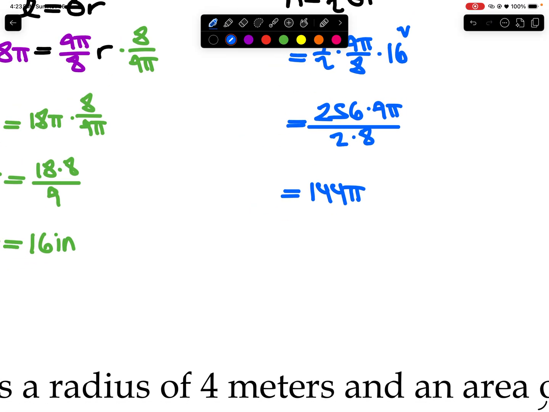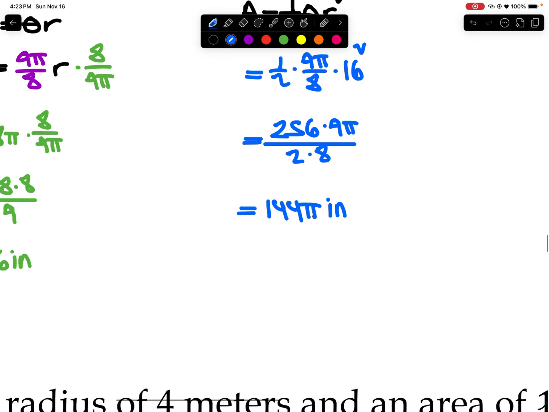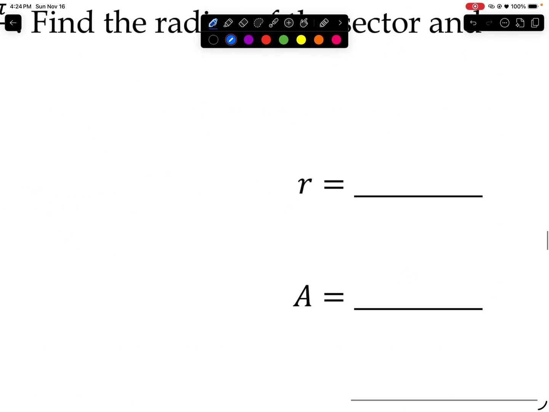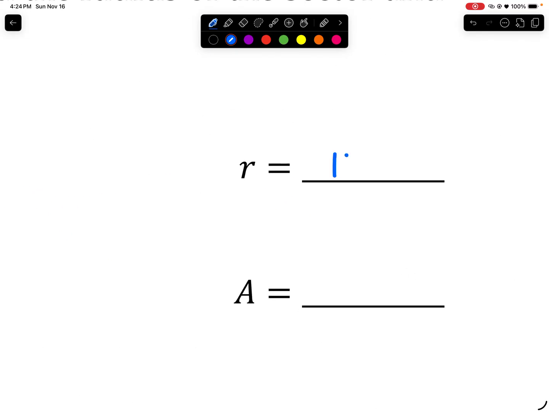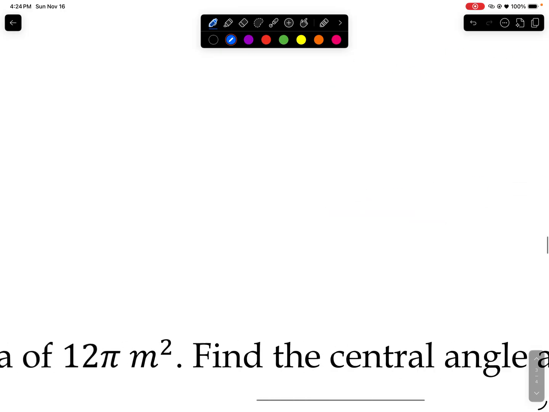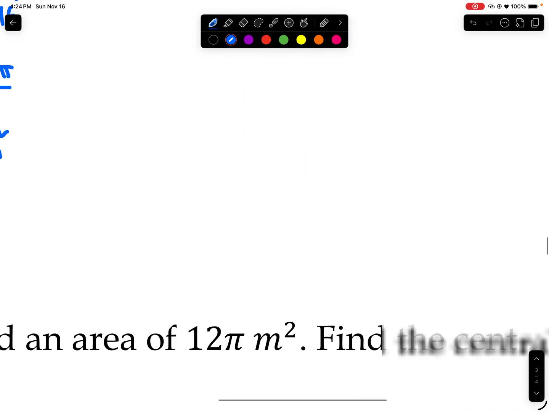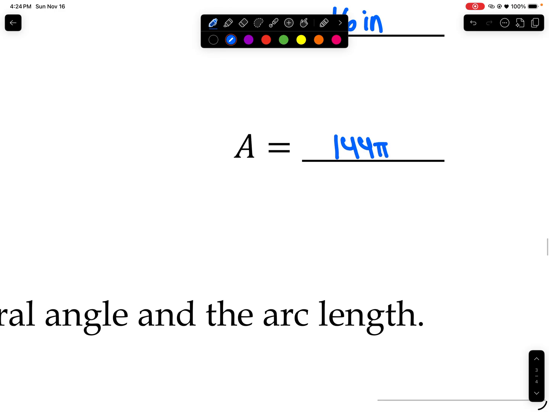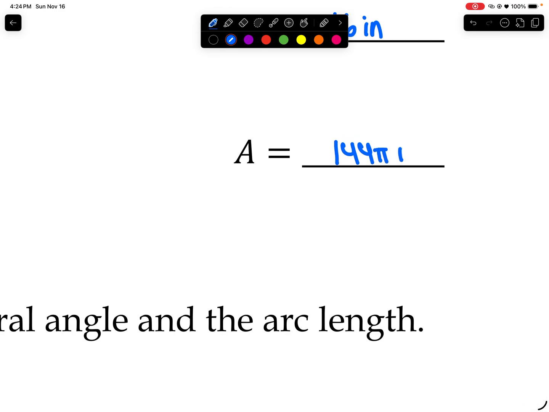Pretty sure it's 144, but I'll let you guys double check me. Now, because we're dealing with area, this is going to be in square inches. So over here, your radius is going to be 16 inches, and then your area is going to be 144, whoops, hold on. Oh, I did write the pi. 144 pi square inches. I wrote the pi, but I didn't say the pi.